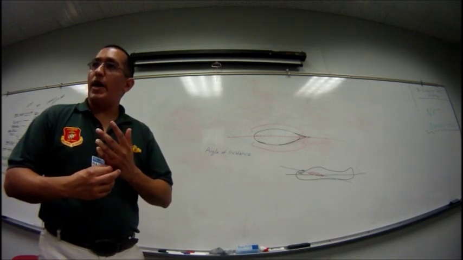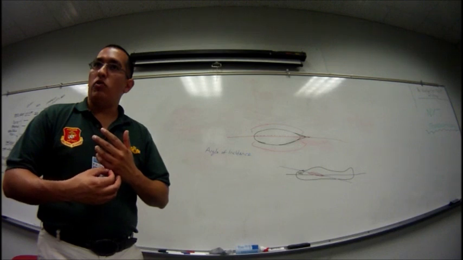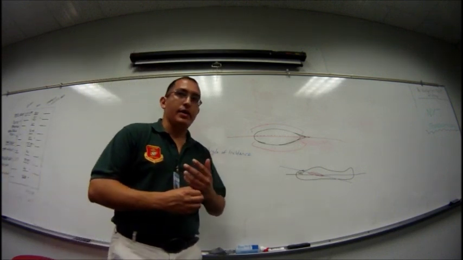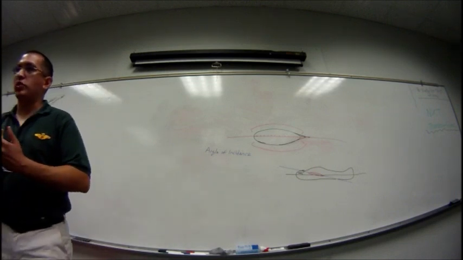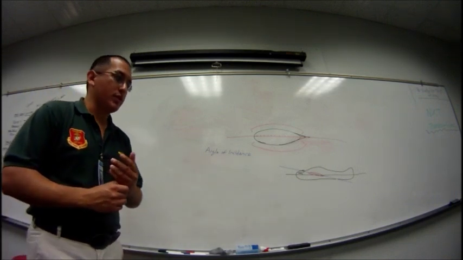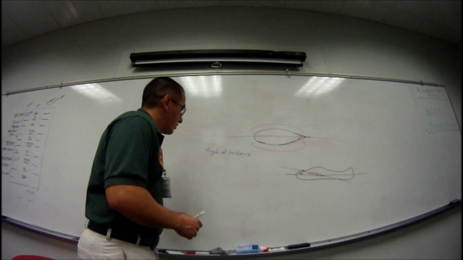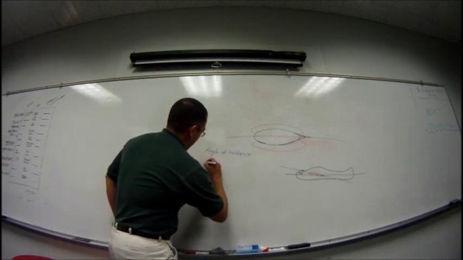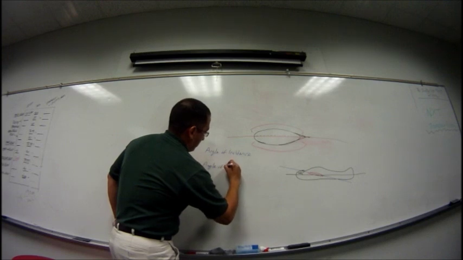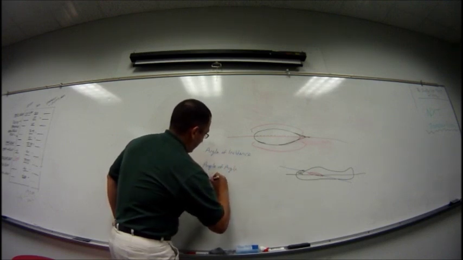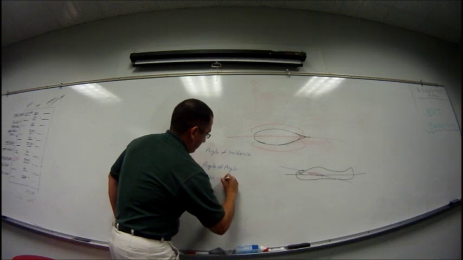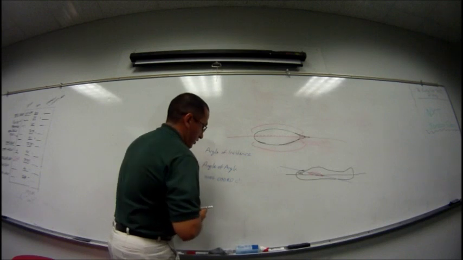Now your angle of attack is the angle between your wing chord line and your relative wind. Okay? So it's the angle between your wing chord line and your relative wind. Is what now? Say it again. It's the angle between wing chord line and your relative wind.